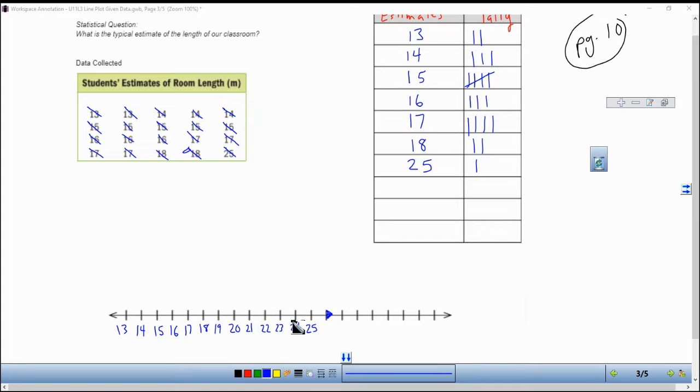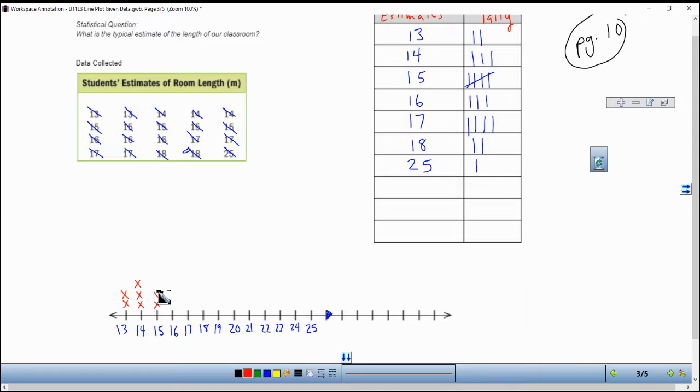All right. So 13, what we're going to do is for each data point, we're going to put a little X. And we're going to make sure those X's are very close to the same size, and they're stacked up about the same amount. We're going to leave a little bit of space in between.